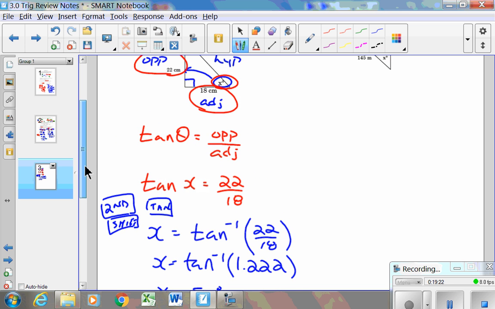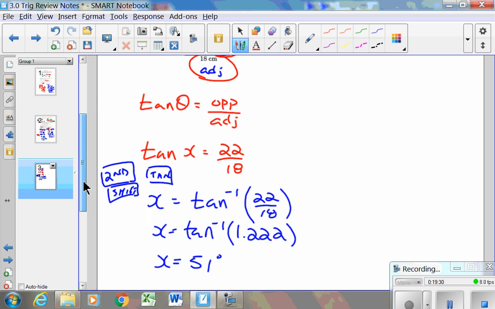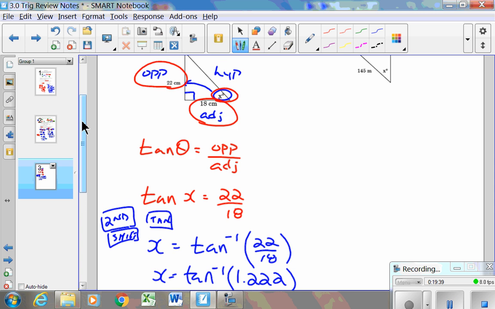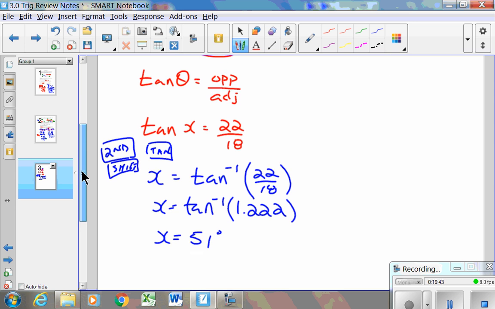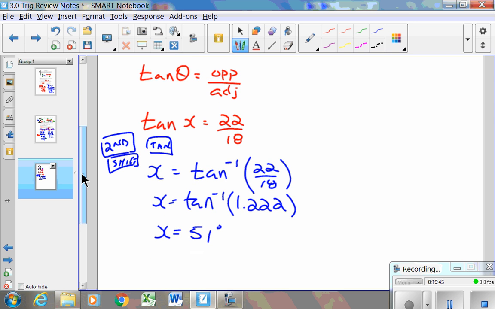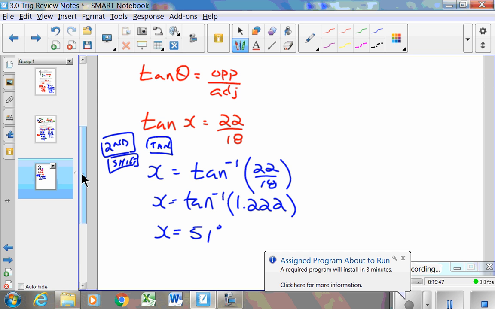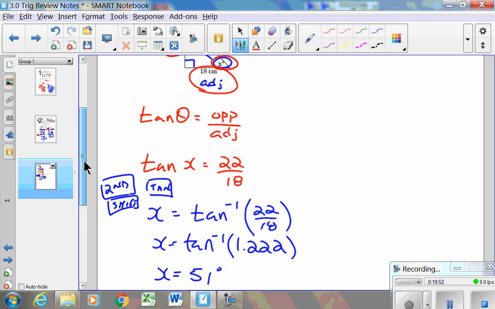Again, that's actually a reasonable answer. Because 22 is larger than 18, the angle we're finding is going to be more than half of 90 degrees, which those other two angles will add up to. Okay, so working backwards, or working to find an angle, still the same steps. Write the ratio, put your numbers in, but this time it's second tangent or shift tangent, and then round things off.